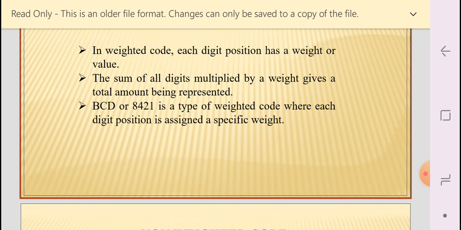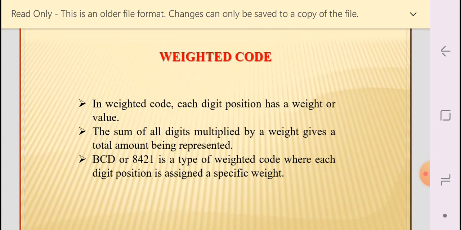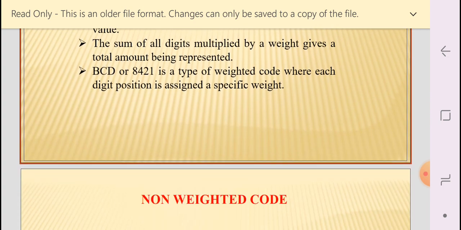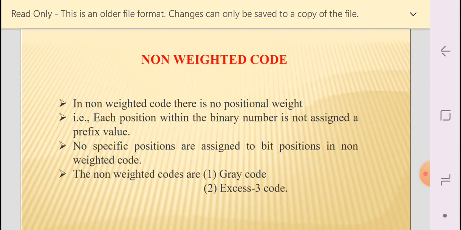8421 is a type of weighted code where each digit position is assigned a specific weight. Clear? So weighted code is basically the code with positional weight, right? Each digit position has some weight, and with the calculation of this weight you can calculate the overall amount of the digit. Okay, now go for the non-weighted code.